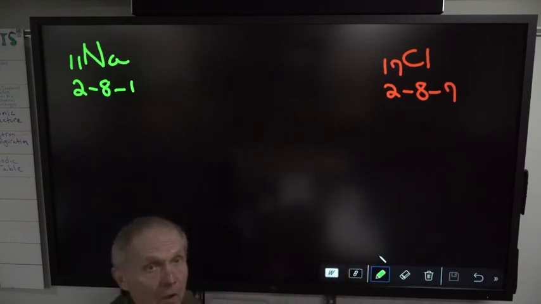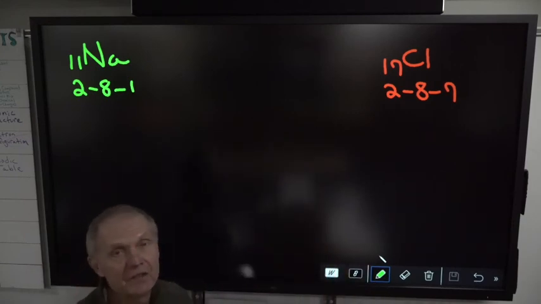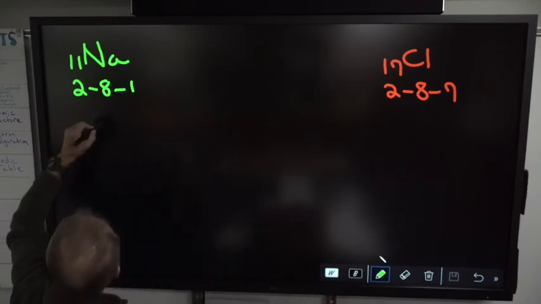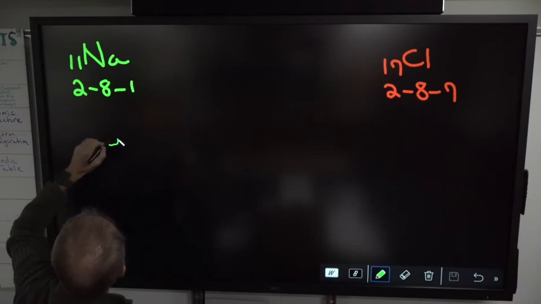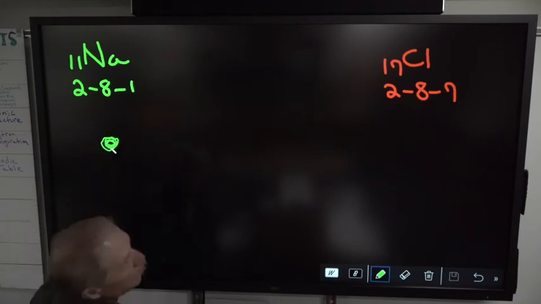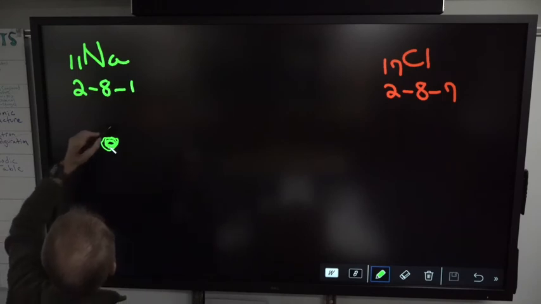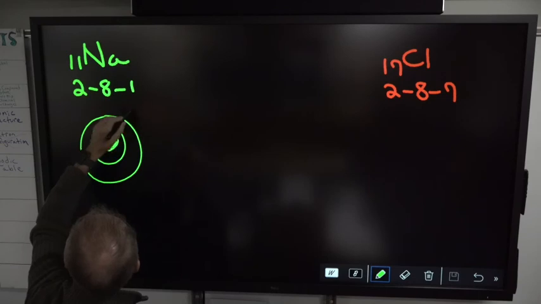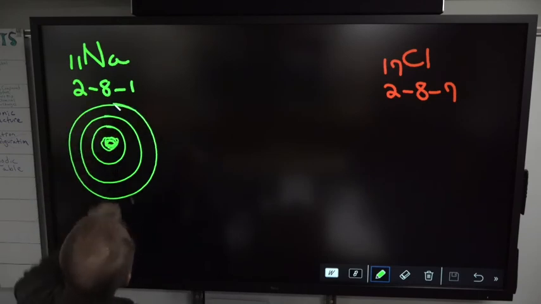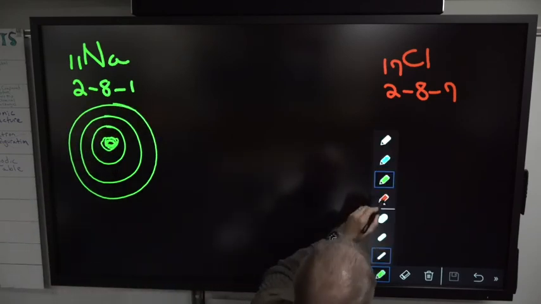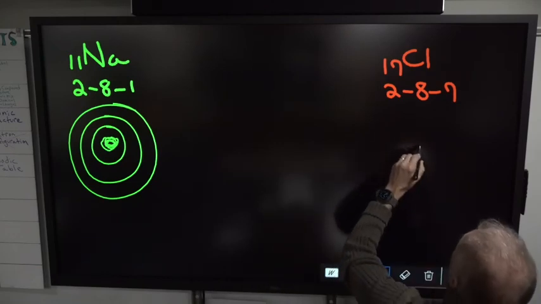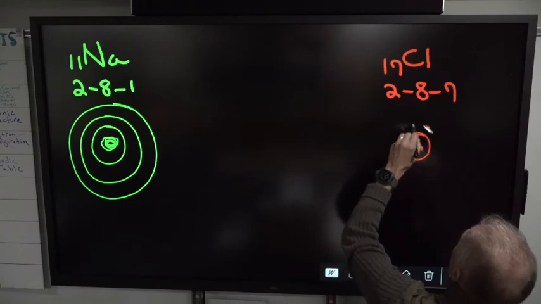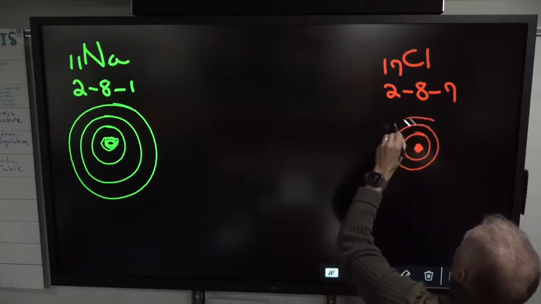Now, we are going to do the Bohr model of the atom because it's easier to see. So here's what we have. That's going to be the nucleus, all right? This is going to be the first shell, second shell, and third shell. All right, now over here, this is going to be the nucleus. We've got the first shell, the second shell, and the third shell.